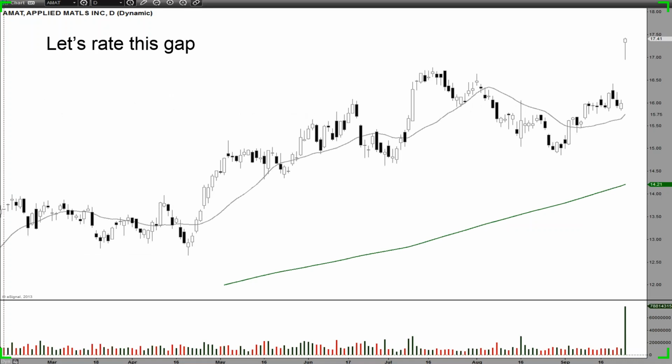Once this thing changes, here we go. So here's this gap. What stock was this? Looks like it was AMAT, daily chart. Okay, so the stock was opening up here.